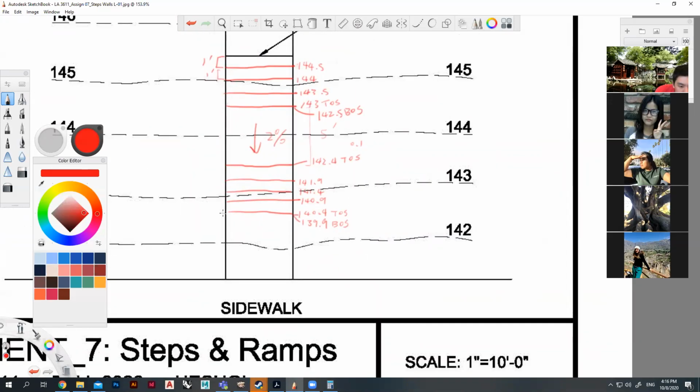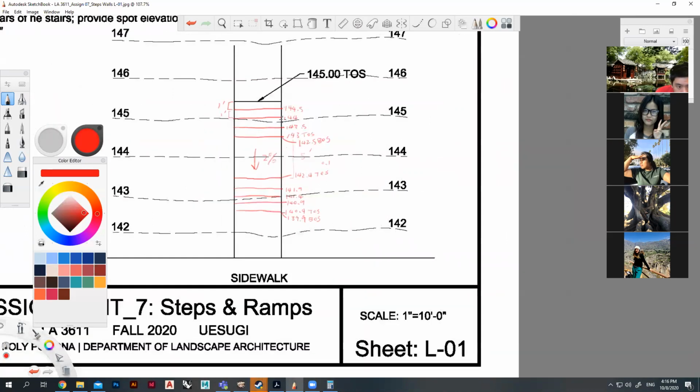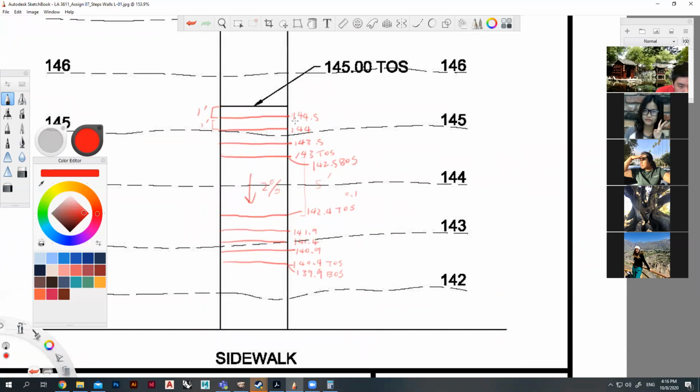Can you explain to me again, because you said it was 5 steps, and I see 4. Okay, so it looks like 4, right? But if you're on the landing and you're walking up there, the first step you'll take is this 1, and then 2, and then 3, and then 4, and then 5, right? So it's actually 5 steps here.